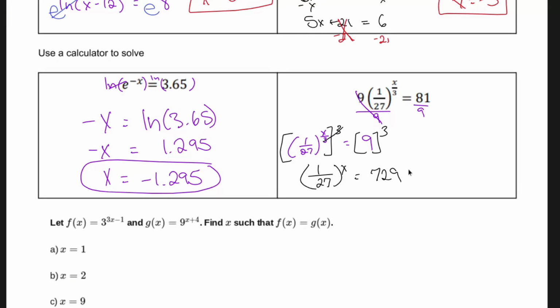All right, so this is going to be gross. So that was 9 to the 3rd, which would make the right side 3 squared to the 3rd, which is 3 to the 6th. And over here, if I move that 27 up, I can write that as 3 to the negative 3rd, to the x.